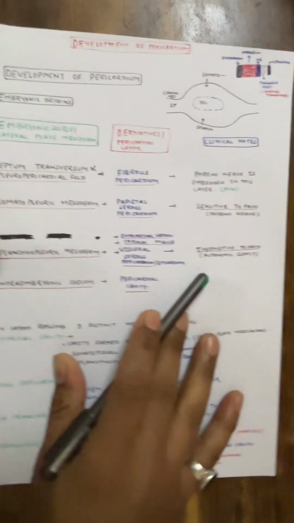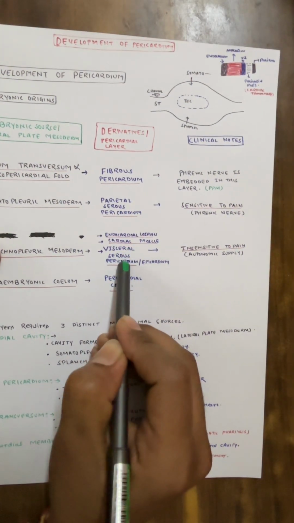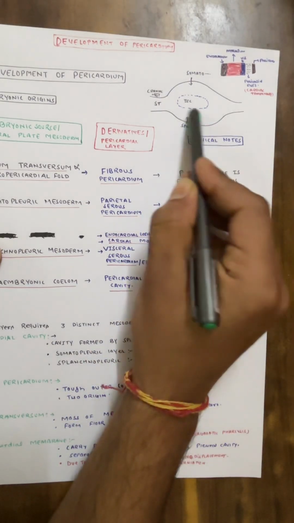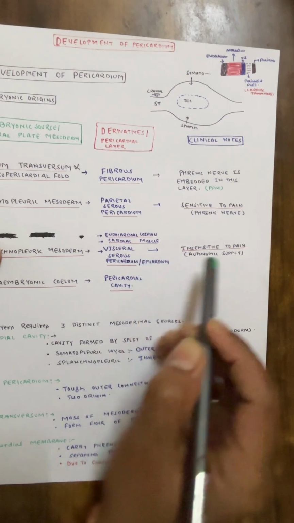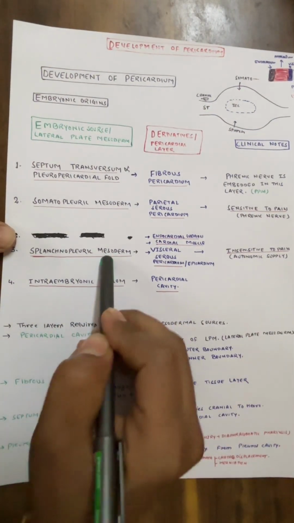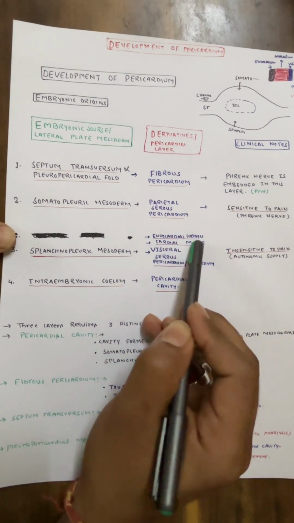This splanchnic mesoderm will form the visceral serous pericardium, which is also called the epicardium. So this part will form the epicardium, and this is insensitive to pain. This splanchnopleuric mesoderm layer also forms the endocardial cushions and cardiac muscles.